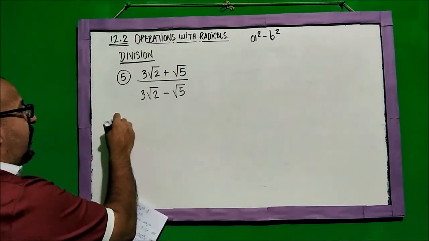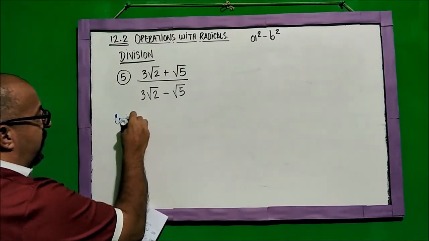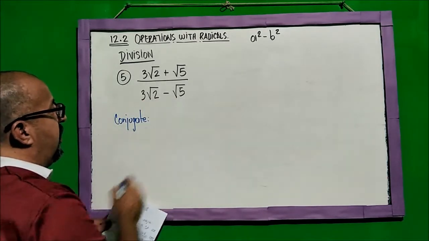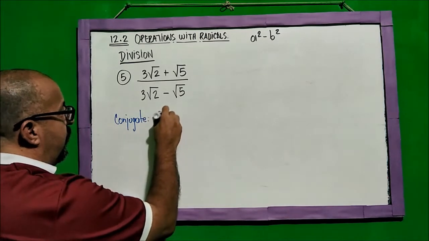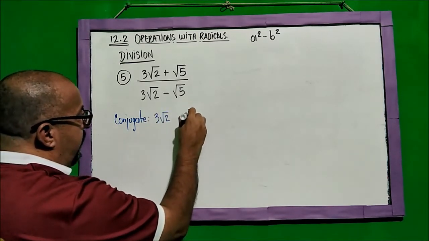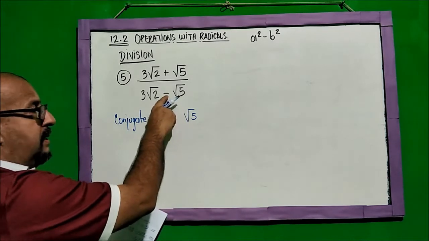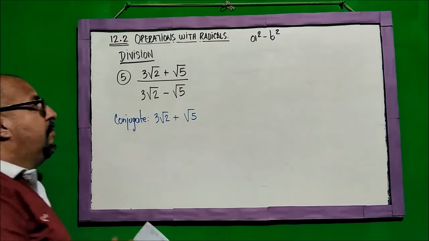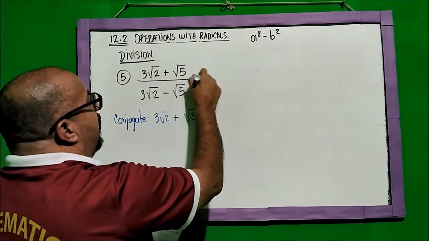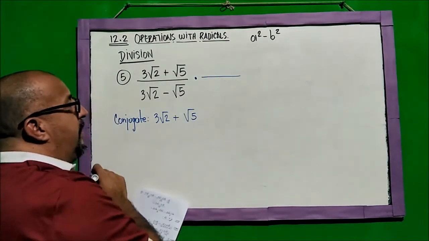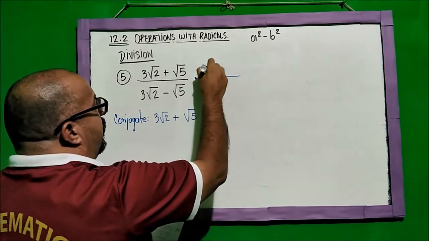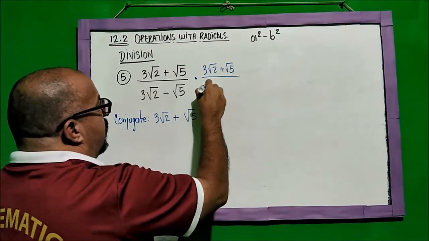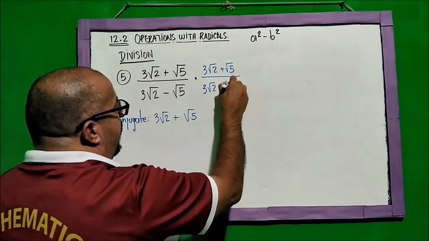We need our famous conjugate. And the conjugate of this expression, of this denominator that we have in here, is going to be 3 square root of 2 square root of 5. And since I have in here a minus, then I change it to a plus. That's my conjugate. You don't need to do anything else. Now, let's operate with the conjugate. 3 square root of 2 plus square root of 5, 3 square root of 2 plus square root of 5.